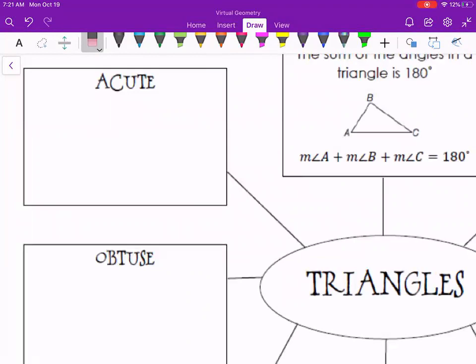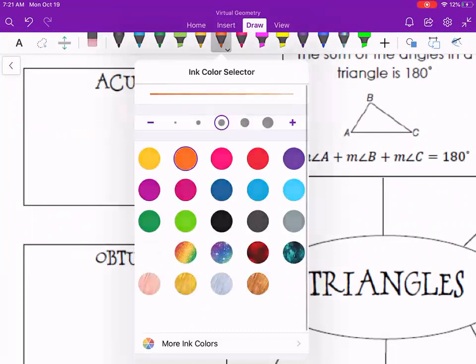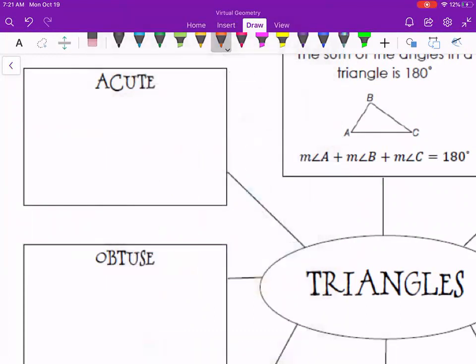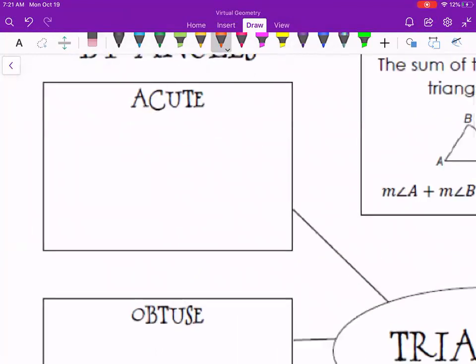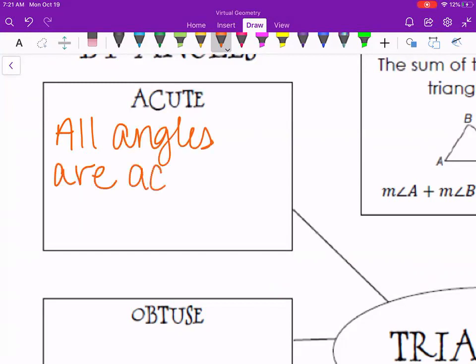So every triangle, regardless of how big it is or the shape of it, always has three angles going on inside. Now, when all three of those angles are all acute, so less than 90 degrees but bigger than 0, that's when you get an acute triangle. So again, all angles are acute, and that's what makes an acute triangle. They all have to be less than 90.